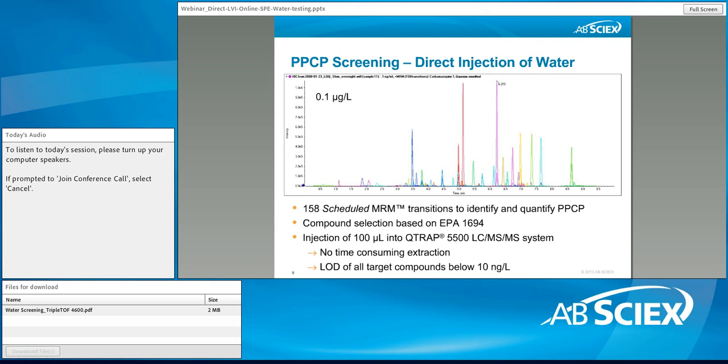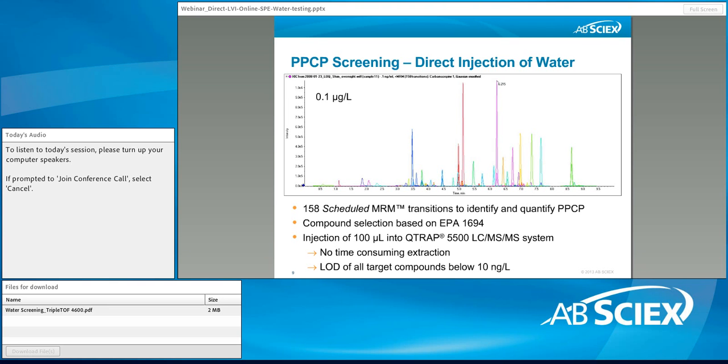We used the Q-Trap 5500. We injected 100 microliter on column, and this allows us to monitor all these compounds at least 10 parts per trillion, directly injecting the water samples. For many of these targets analyzed, we had actually much lower limits of quantitations, but all of these 80 compounds could be monitored at least at 10 nanogram per liter. And of course, that makes it a very powerful method.